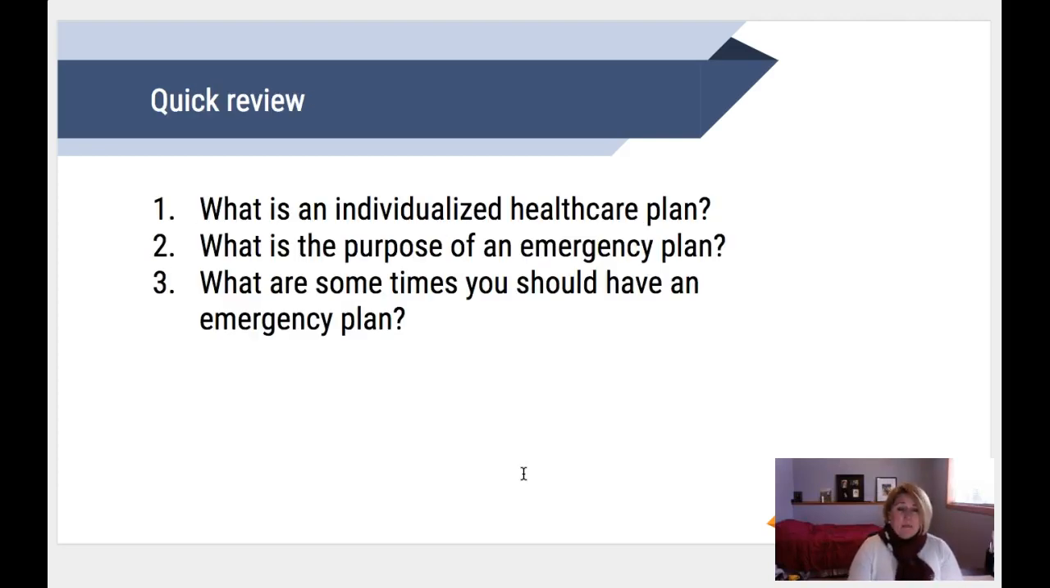Okay, so wrapping up, what I want you to take away from this is to be able to know what is an individualized healthcare plan, what's the purpose of an emergency plan, and when I talk about an emergency plan, I mean for comprehensive situations in schools and also for individualized situations. Schools need to have overall preparation, but you also have to have individualized emergency plan preparation.